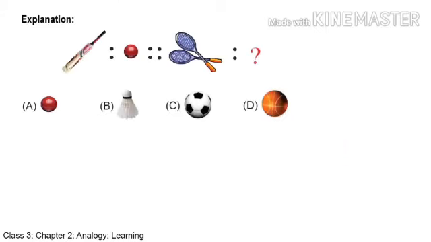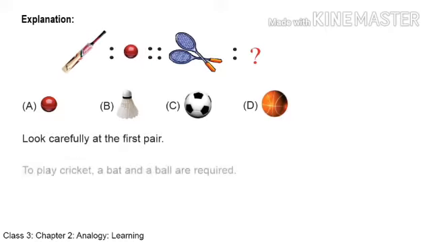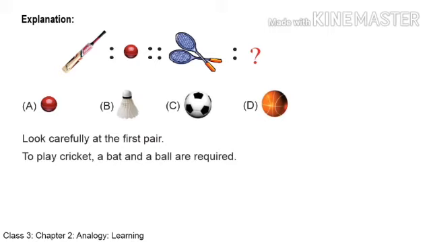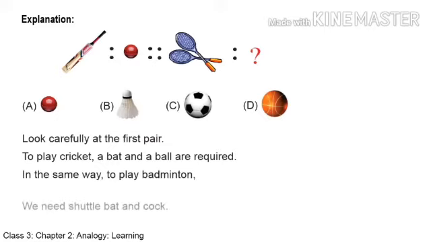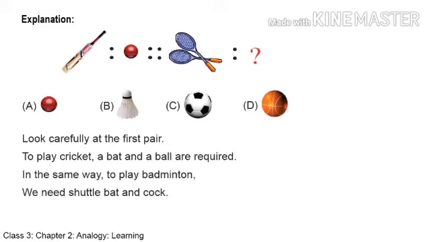Observe the example carefully. Look at each pair and try to find out the missing part of the second pair. Look at the first pair. Do you find any relation? Yes, a bat and a ball both are required to play cricket. Now look at the second pair. What do you notice? They are badminton rackets. To play badminton, you need rackets and a shuttlecock. Do you find a shuttlecock in the options? Yes. So, the answer is option B.